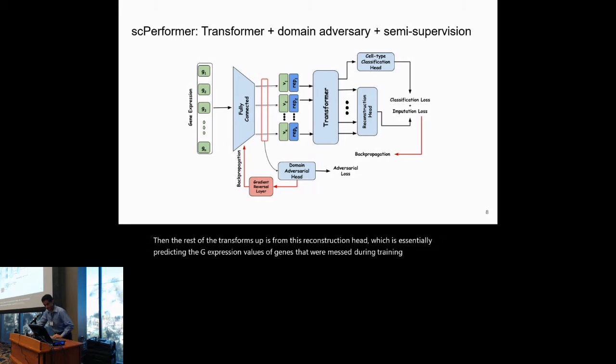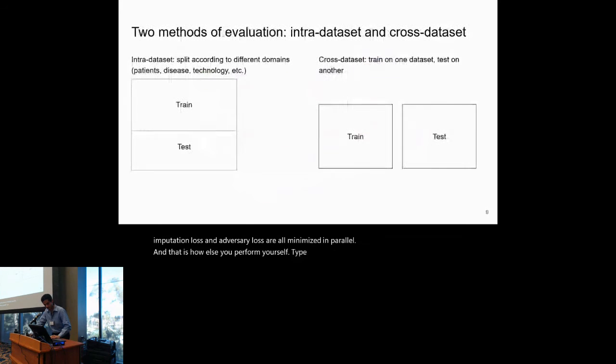And then finally, we have this domain adversarial head, which is what I mentioned being how the model learns to distinguish between training and target samples. And so this classification loss, imputation loss, and adversarial loss are all minimized in parallel. And that is how scPerformer learns the cell type classification.